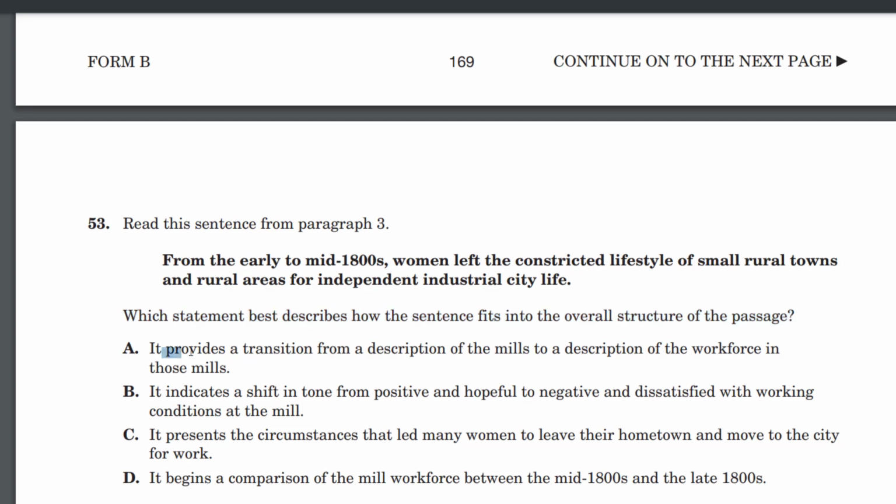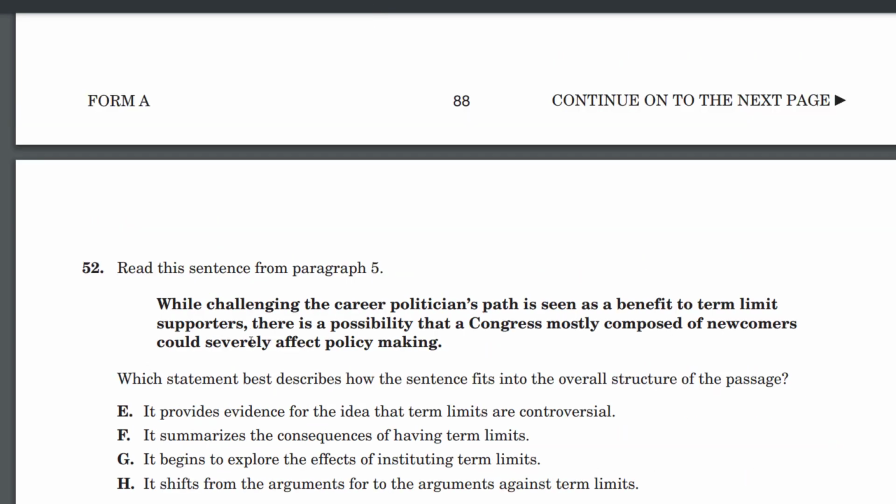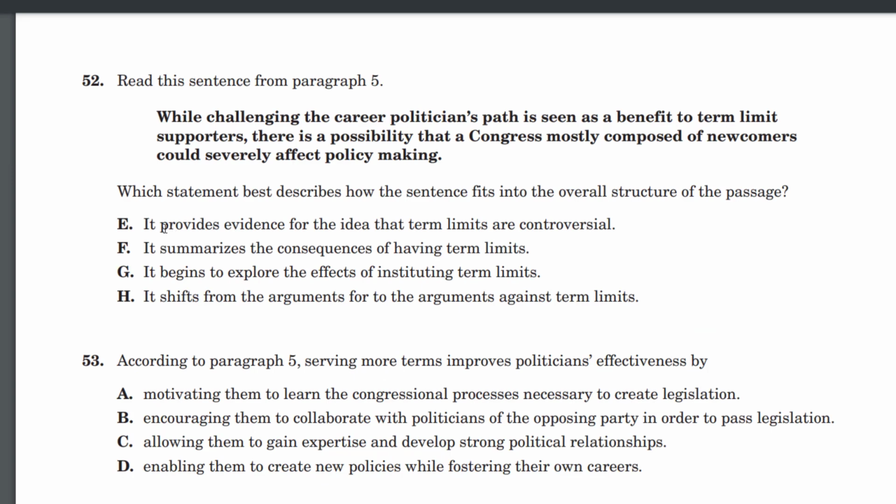Notice the answers here also always begin with verbs: provides, indicates, presents, begins. Let's look at other examples. Here again, read the sentence from paragraph 5. Here is a sentence given to you. Which statement best describes how the sentence fits into the overall structure of the passage? And it begins with verbs: provides, summarizes, begins, shifts.